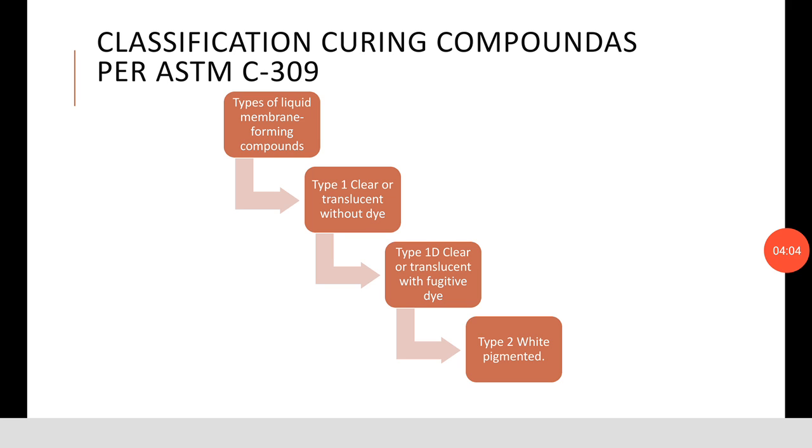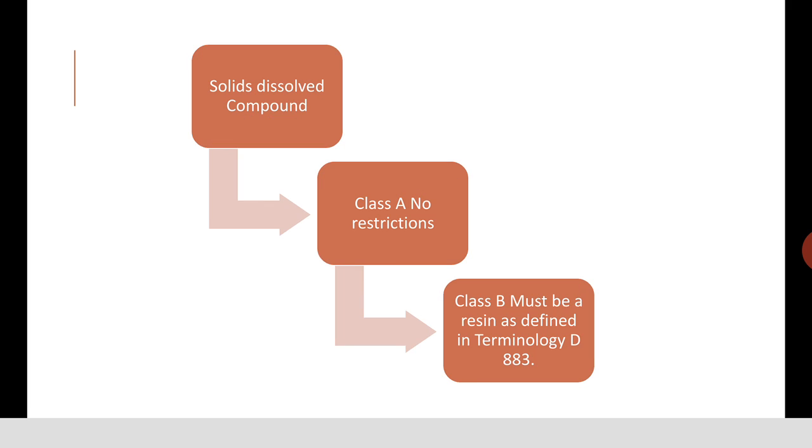Coming to the classification of the curing compound as per ASTM C309, liquid membrane forming compound. There is Type 1, that is clear or translucent without dye. Type 1D, clear translucent with fugitive dye. Type 2, white pigment. Type 2 is solid dissolved compound, Class A and Class B.